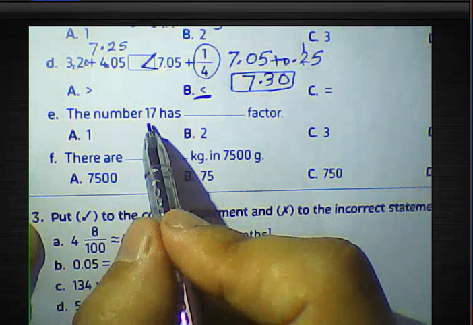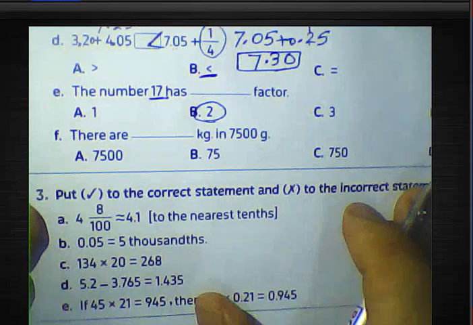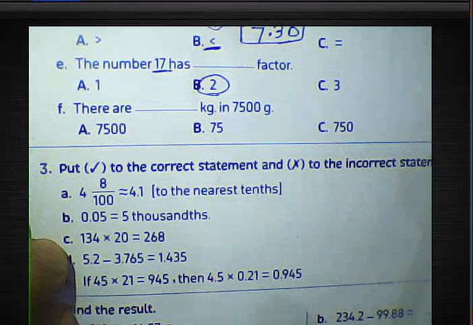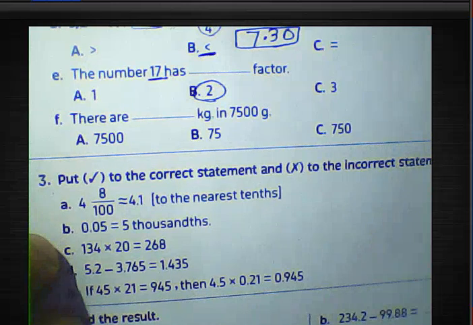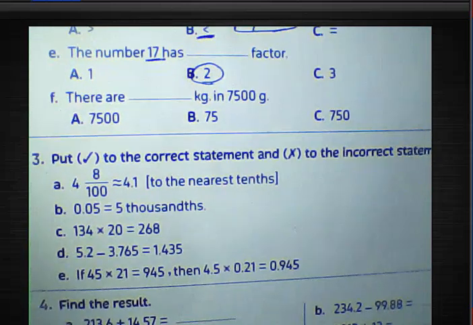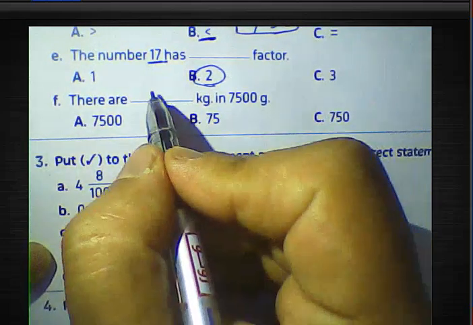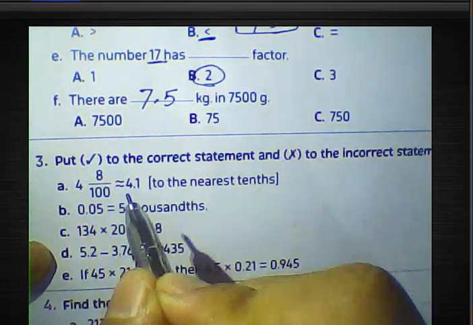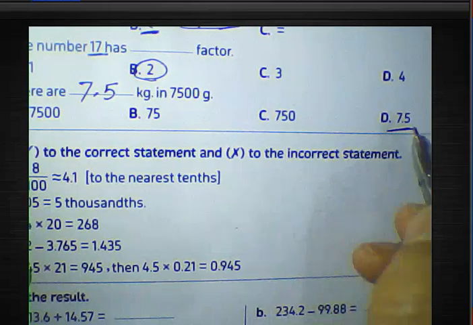The number 17 has two factors because 17 is a prime number. There are grams and kilograms in this number. We can divide it by 1000 to convert from grams to kilograms. We must put the point after three digits. Then the result will be 7.5. We must choose 7.5 here.